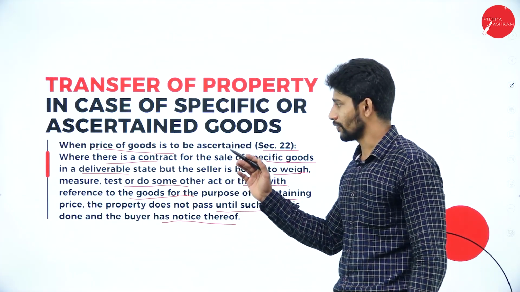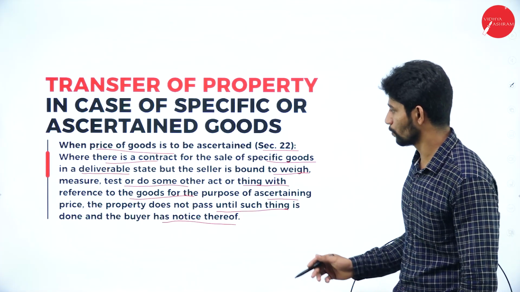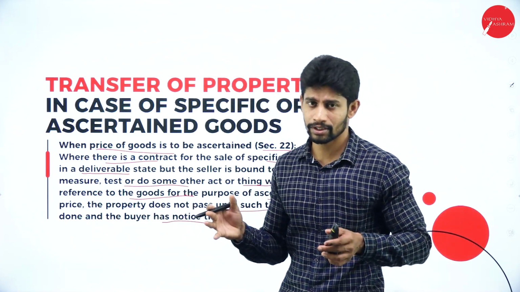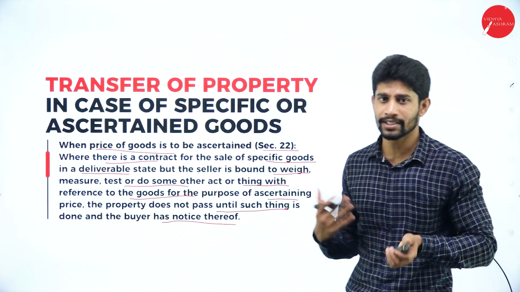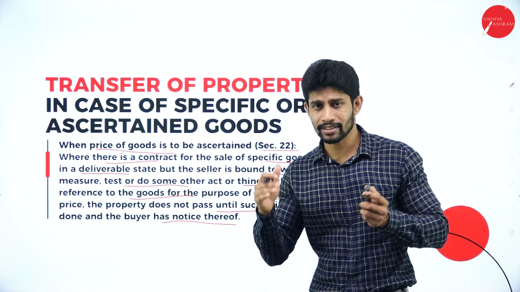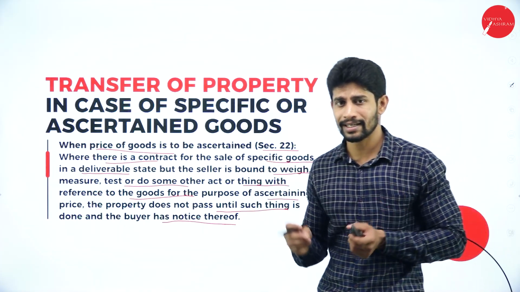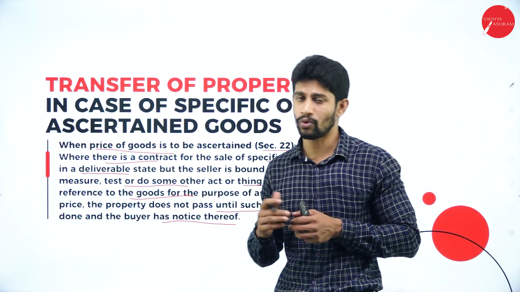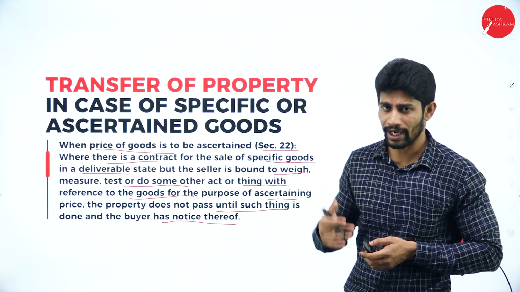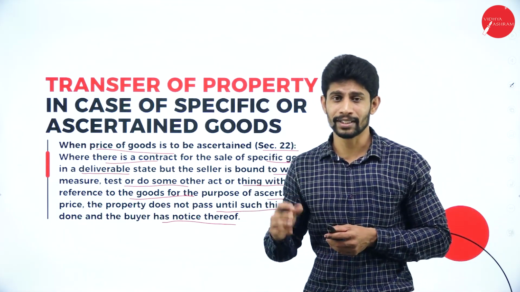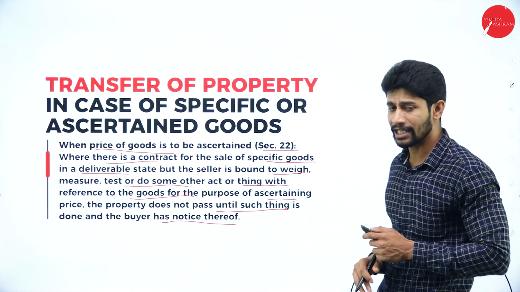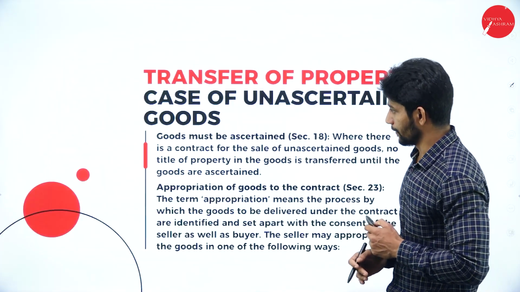Yes, that means section 22 explains when price of goods is to be ascertained. Until you measure or weigh a product, you can't say the price of the product. So in those situations the buyer is supposed to wait for the price until the seller measures or weighs the product, or follows whatever procedure is needed to determine the price. He is supposed to wait for the price to be confirmed by the seller side. That is explained under section 22 of the Sale of Goods Act 1930.